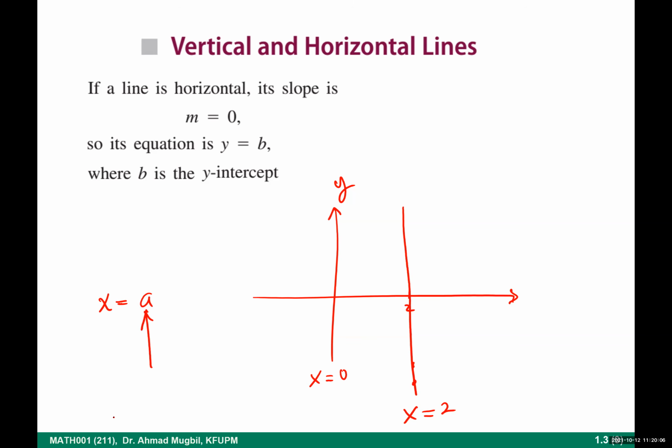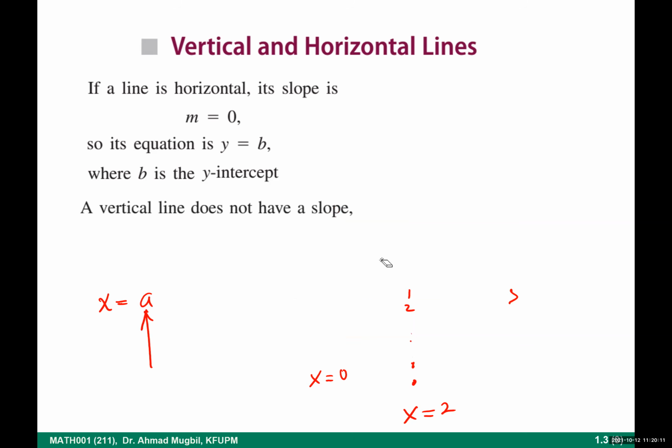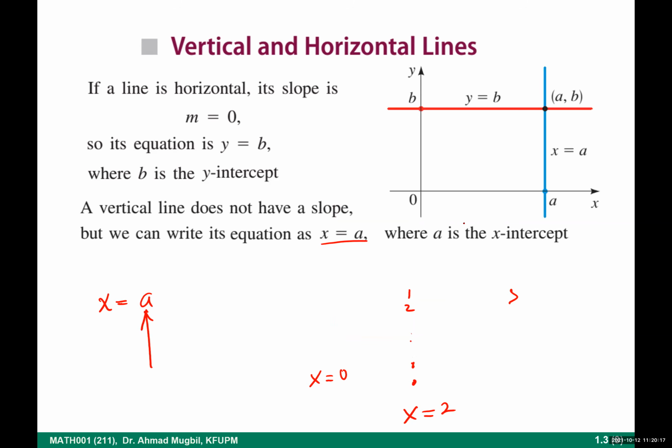The x-intercept of this line. Here we are. A vertical line does not have a slope, but it has an equation. Its equation is x equals a, where a is the x-intercept. Let me give you this. If you have a point in the plane, (a, b), the horizontal line that passes through this point, its equation will be y equals what? b. And the equation of the vertical line will be x equals a. A here is the x-intercept.